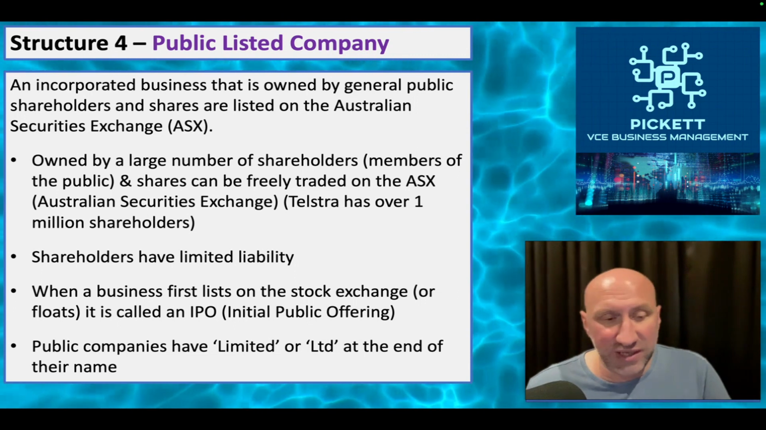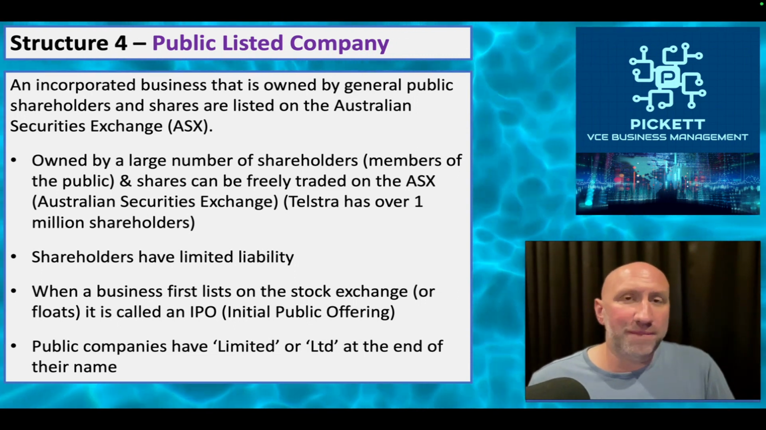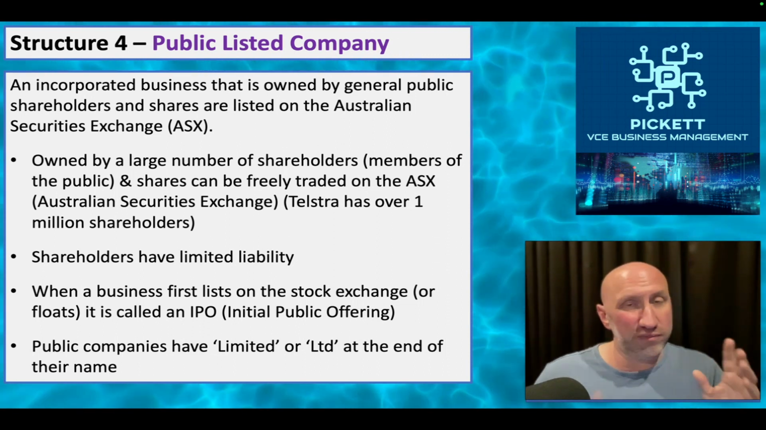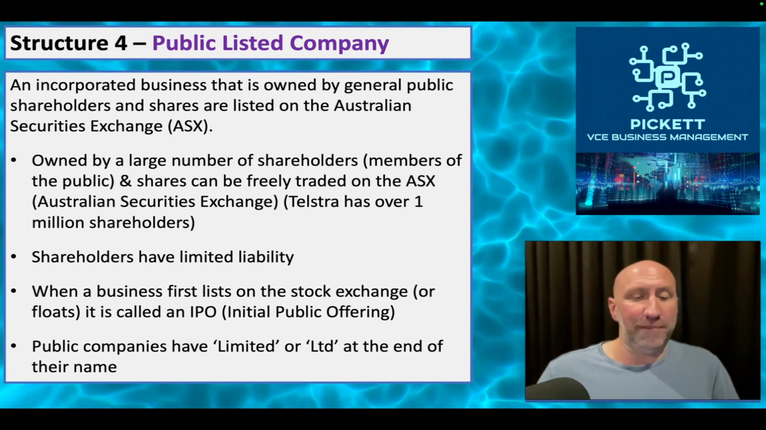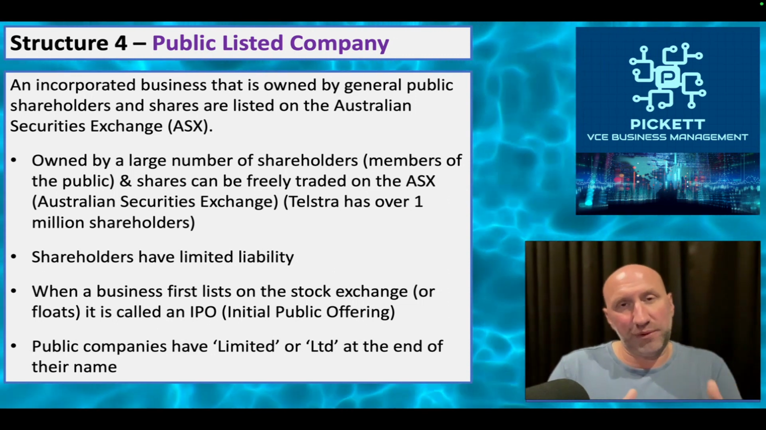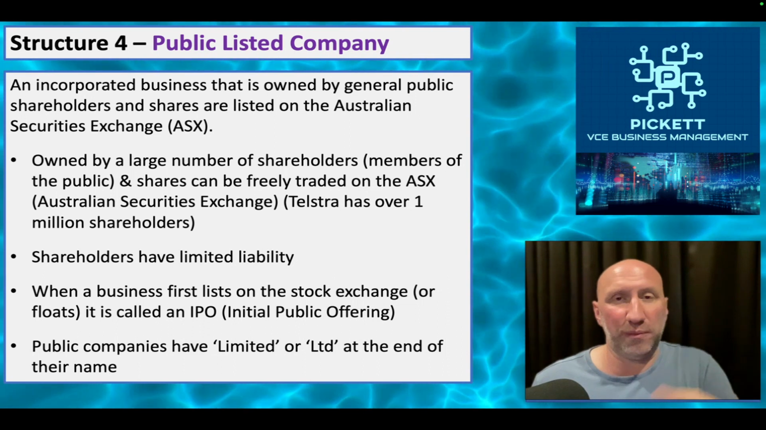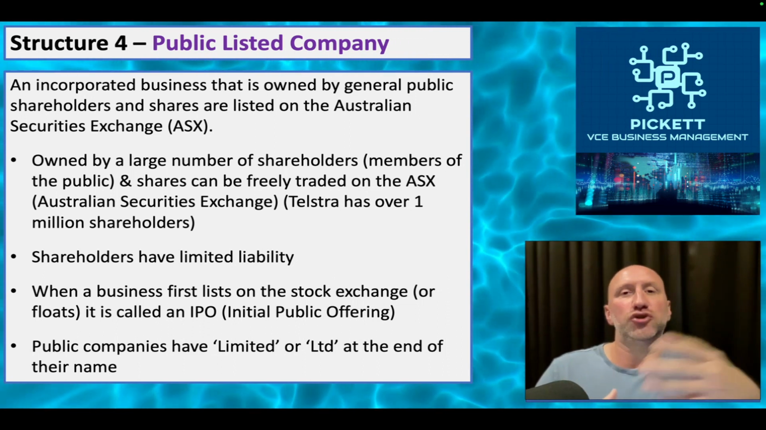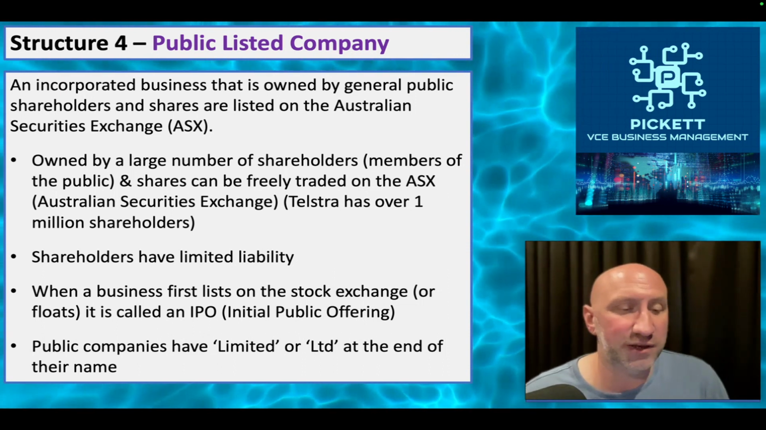Shareholders have limited liability, so we're still on that theme. Now, when a business first lists on the stock exchange, that process is called floating, you might hear about a company floating. That means that it is being converted basically from a private company to a public listed company. That process is called an initial public offering, where basically the shares in that business are offered to the public, and that kind of raises a whole bunch of capital and it starts the process.